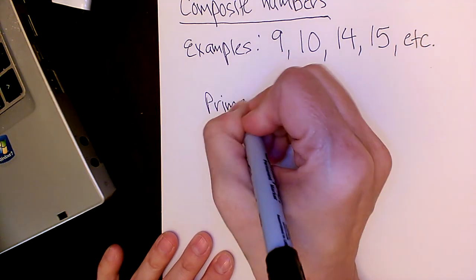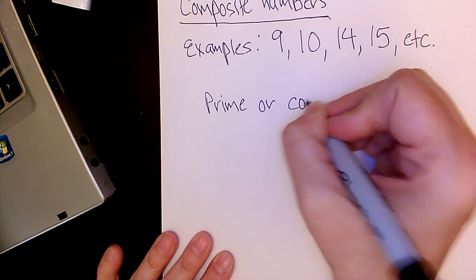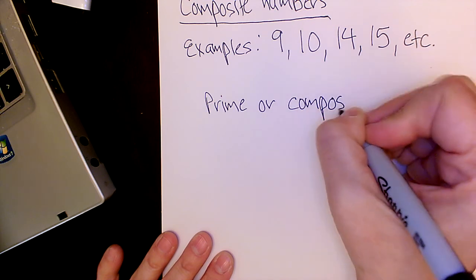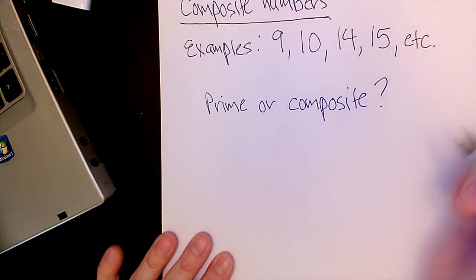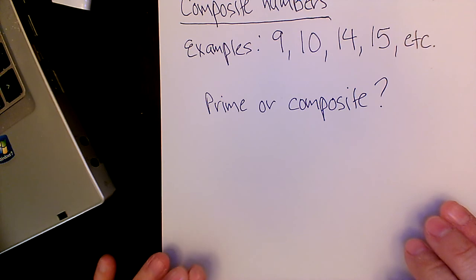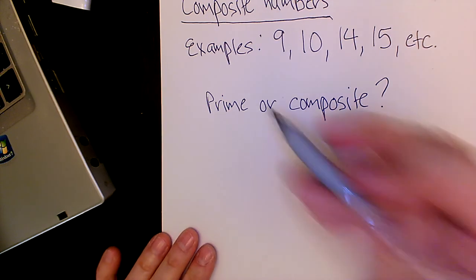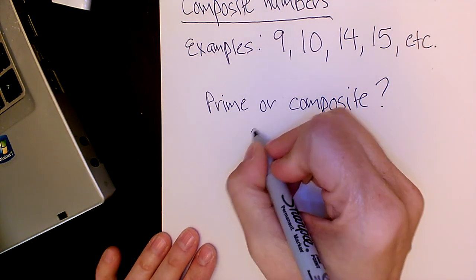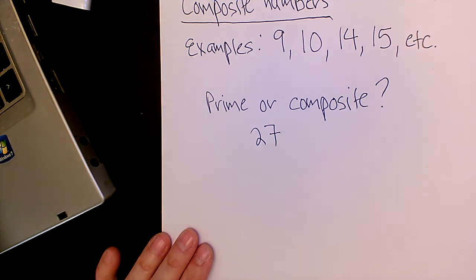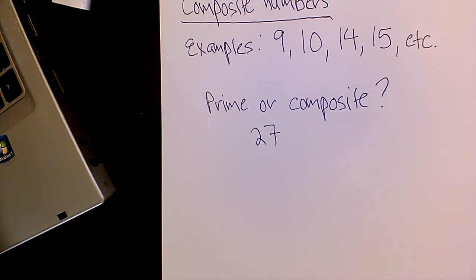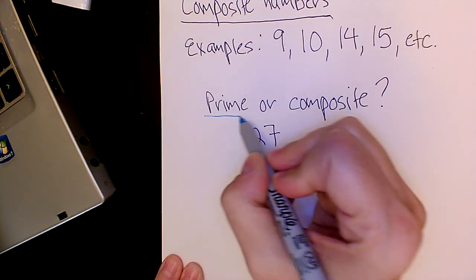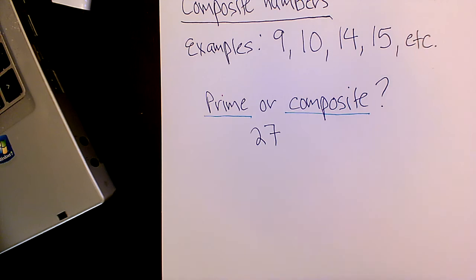So I noticed in your homework on WebAssign, they're going to ask you if a certain number is prime or composite. So what about 27? Is 27 a prime number or a composite number? Well, 1 times 27 goes in.